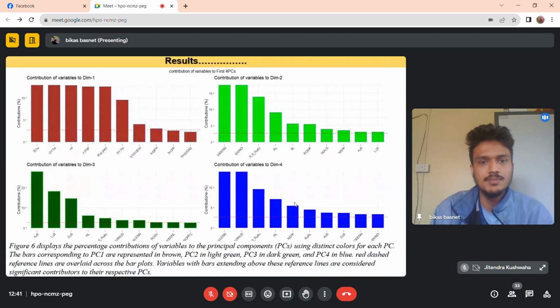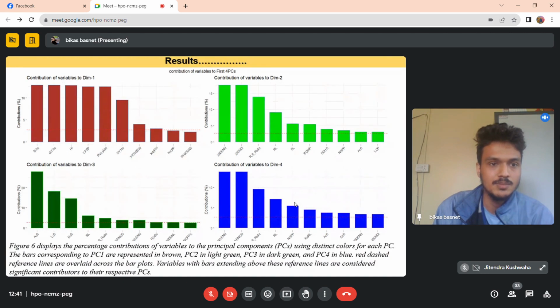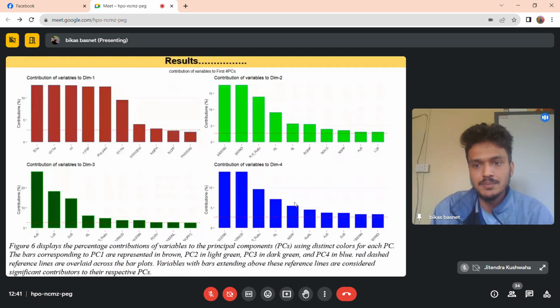And here is the principal component analysis graph that shows which phenotypic traits contribute to which dimension. So principal component one, or dimension one, is with the 9 traits that significantly cross the threshold mean value. Similarly, dimension two has 10 traits that significantly meet the threshold value.